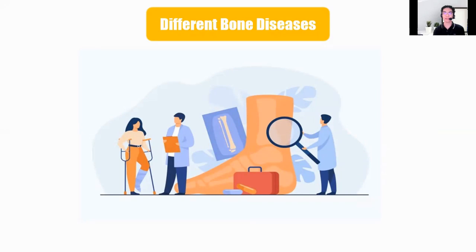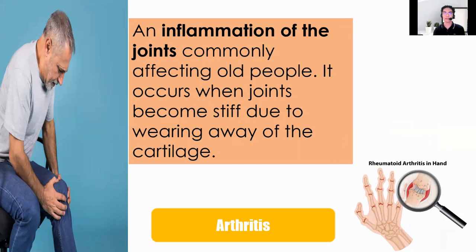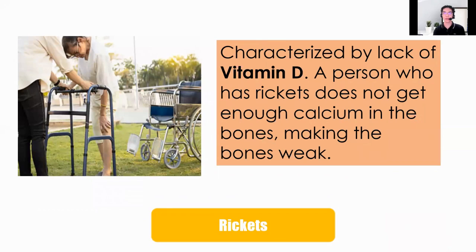Different bone diseases. Scoliosis. Scoliosis is the abnormal sideways curvature of the spine. This can cause back pain. Arthritis. Arthritis is an inflammation of the joints commonly affecting old people. It occurs when joints become stiff due to wearing away of the cartilage. Rickets. Rickets is characterized by lack of vitamin D. A person who has rickets does not get enough calcium in the bones, making the bones weak.